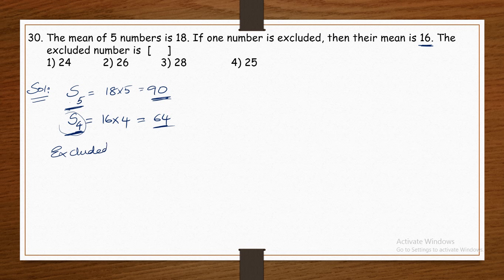So the excluded number is equal to S5 minus S4. S5 means the sum of those 5 observations. S4 means the observations without that excluded number. So if I remove those 4 numbers, I am going to get the 5th observation, which is given by 90 minus 64. So what is the value? 10 minus 4 is 6, 8 minus 6 is 2. Hence the answer is 26. The excluded number is 26.